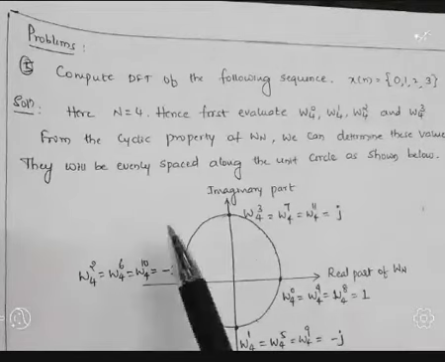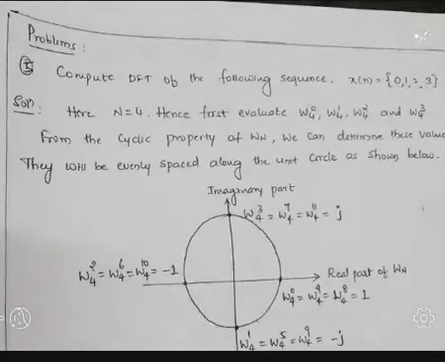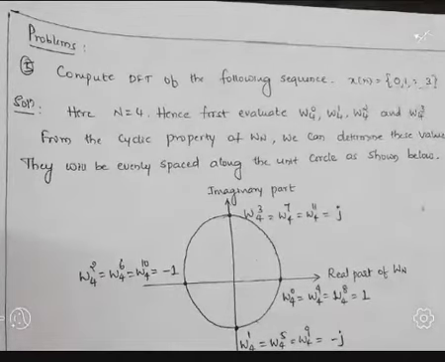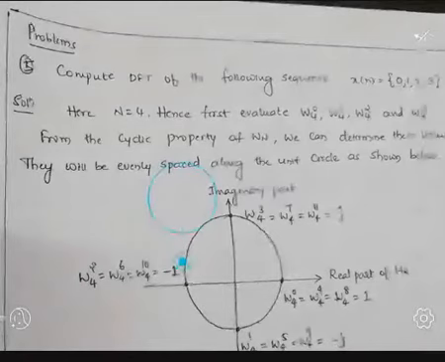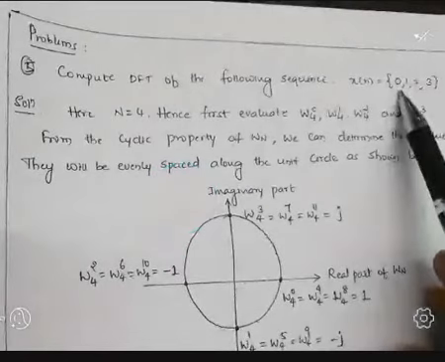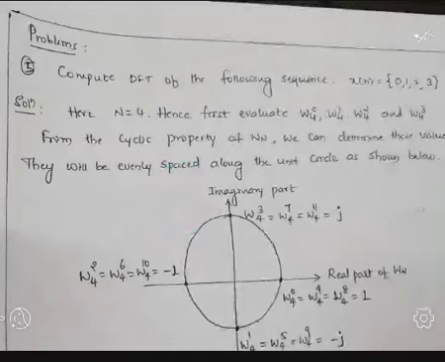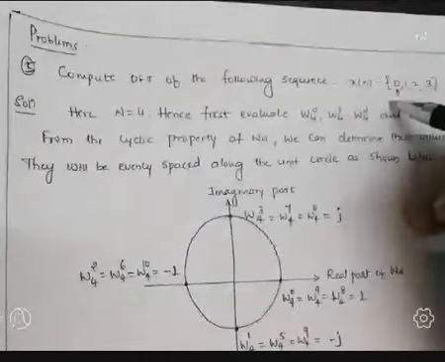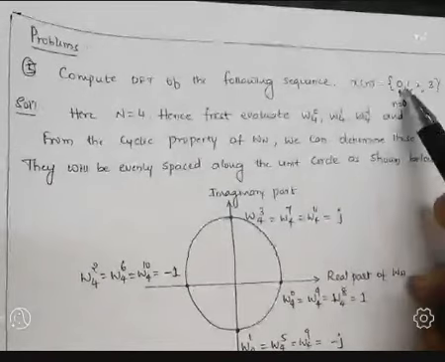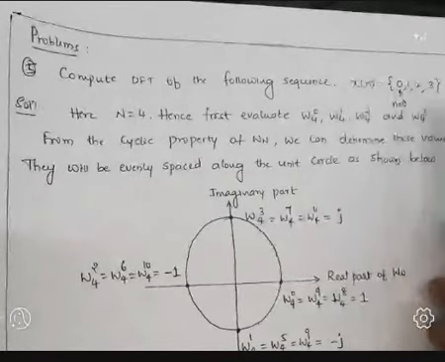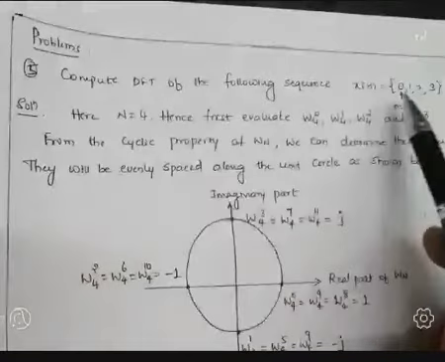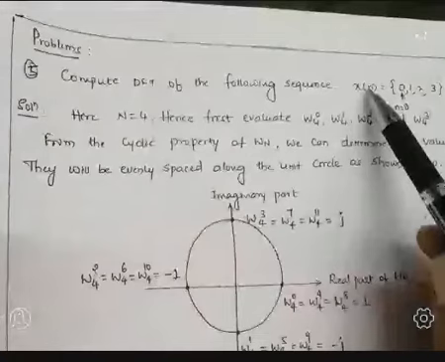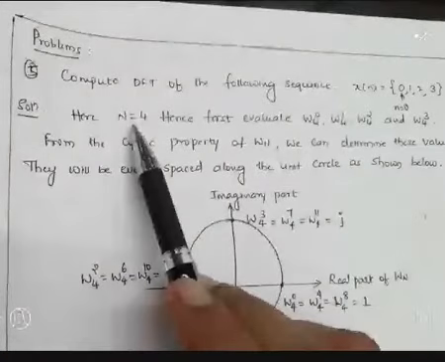Compute the DFT of the following sequence x of n equal to 0, 1, 2, 3. The given discrete time sequence x of n contains 4 samples. Those 4 samples are 0, 1, 2, 3, with the first indicating the sample at n equal to 0. For this given sequence, we are supposed to calculate the DFT. So, if the sequence contains 4 samples, the length of the DFT becomes 4, N equal to 4.